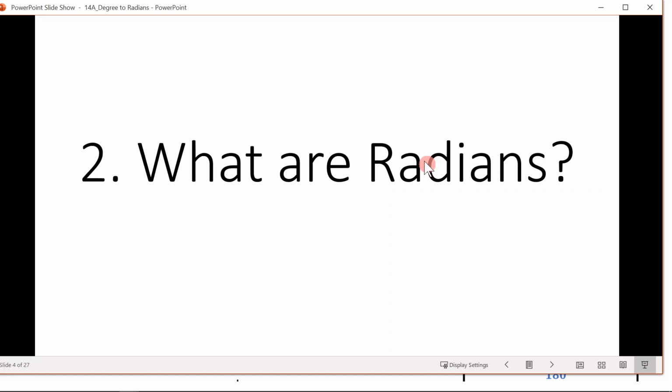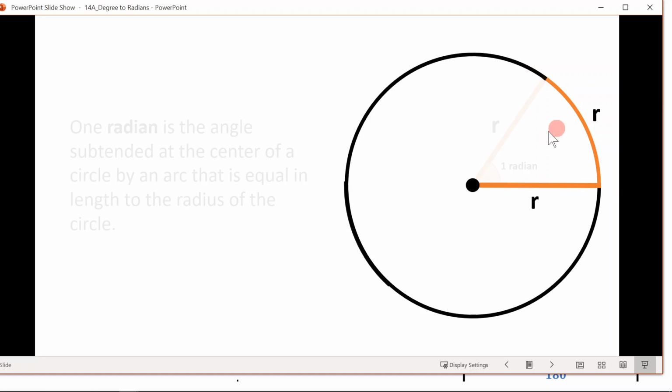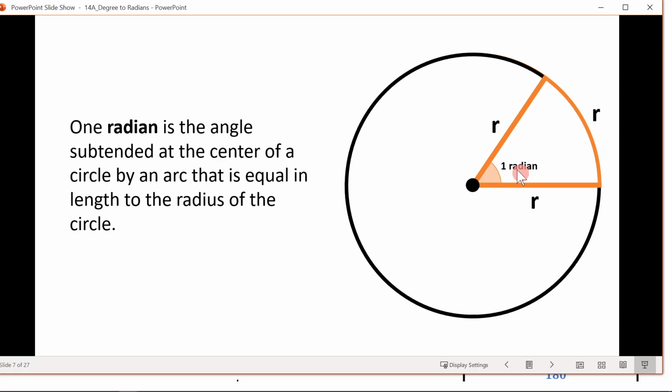Okay, so what are radians? If I have a circle, and here is the radius right here, let's call it r. What I can now do with this radius, so this length here, I'm just going to draw the same length up here as well. So this orange section here is also r. And now what we can say is that this angle right here is 1 radian. We have a definition: 1 radian is the angle subtended at the center of a circle by an arc that is equal in length to the radius of the circle. So that's the definition, and hopefully that makes sense by looking at this visual here.